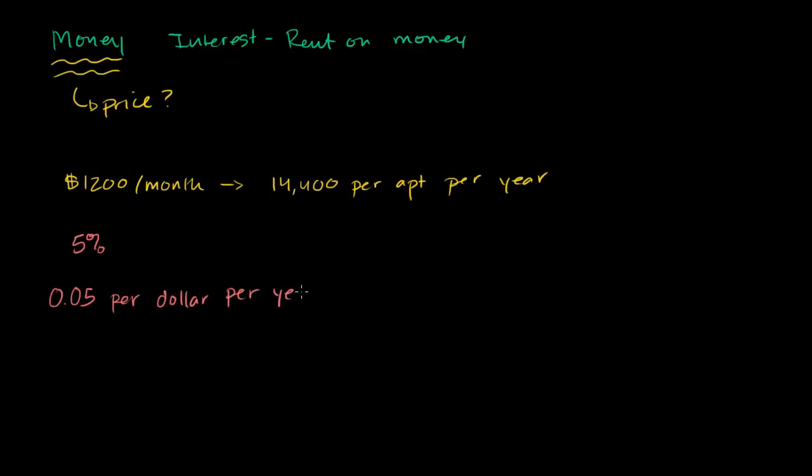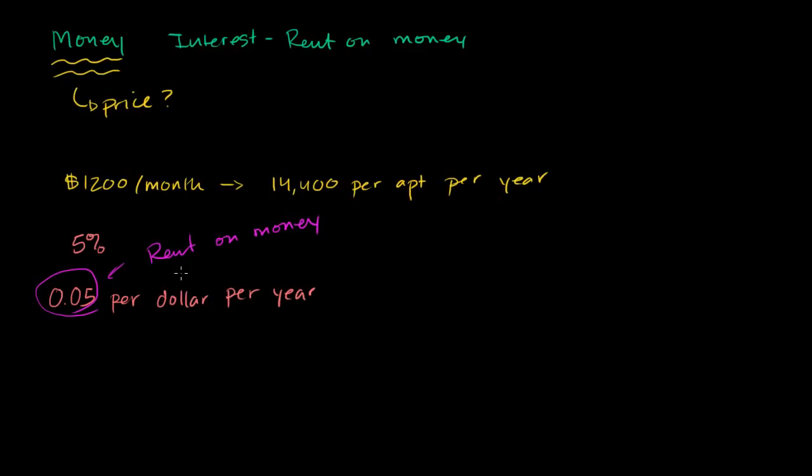per year. So once again, when you're renting an apartment, it was $14,400 per apartment per year. Now, at an interest rate of 5%, that is 5 cents per dollar per year. It's the exact same thing. This right over here is the rental price on the actual money that I'm borrowing.